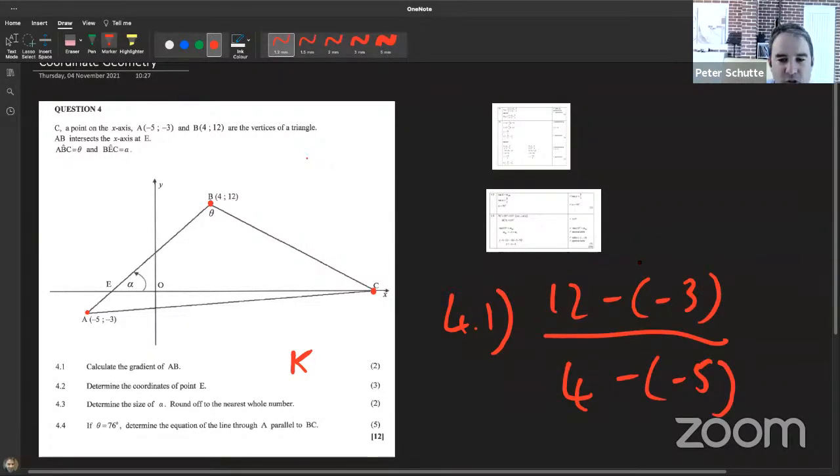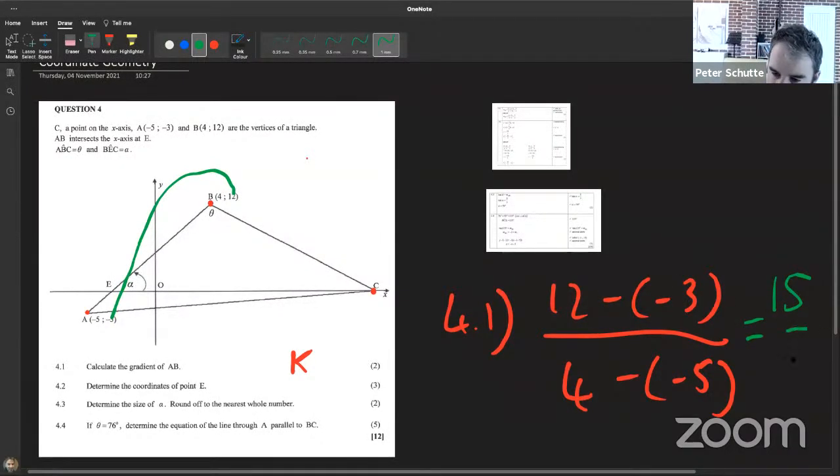The thing that students often do wrong is switch the X and Y around. So this is the Y, this is the X. To make sure I don't make a mistake, I always start with the Y's and put them on top. Then there's the double negative. So we're going to get 15 over 9. That's going to be answer number 1, and that should be 2 marks in the bag.